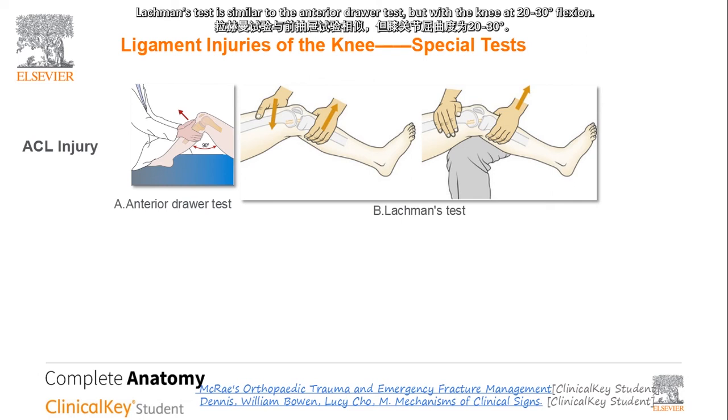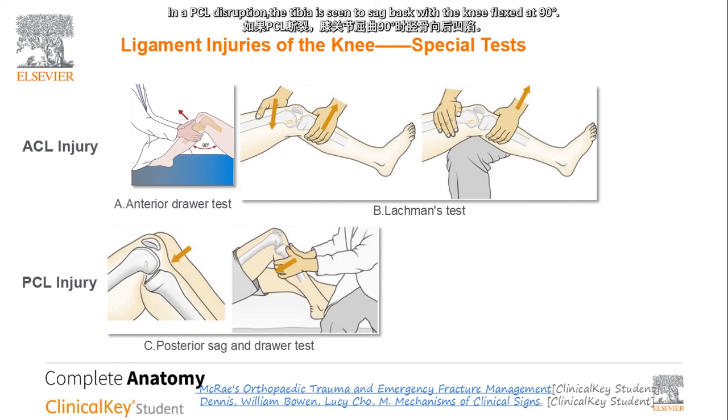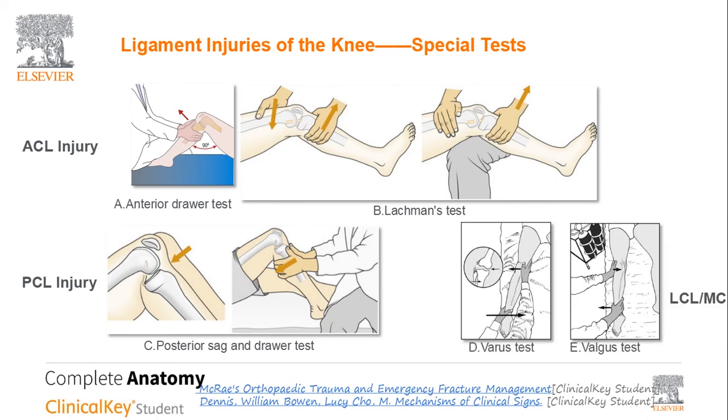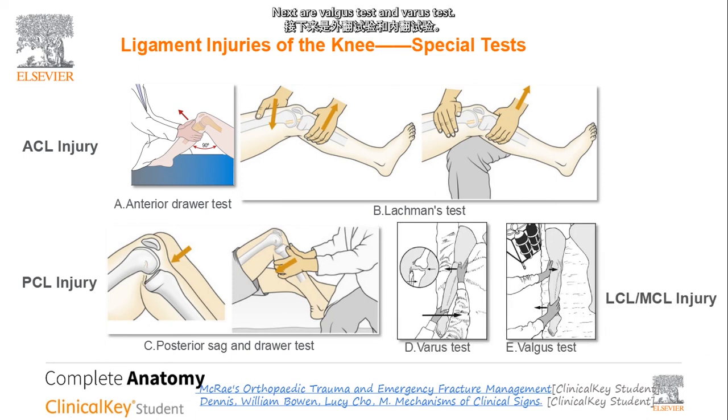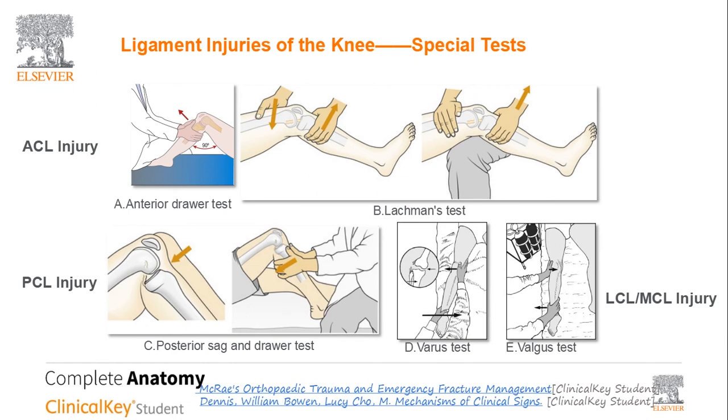Lachman's test is similar to the anterior drawer test, but with the knee at 20 to 30 degrees flexion. In a PCL disruption, the tibia is seen to sag back with the knee flexed at 90 degrees. This is confirmed with a posterior drawer test, in which the same posterior translation and lack of endpoint is demonstrated. Next are valgus test and varus test. With the knee in full extension, push firmly medially and then laterally to stretch first the MCL and then the LCL. Abnormal movement suggests an extensive ligament rupture.